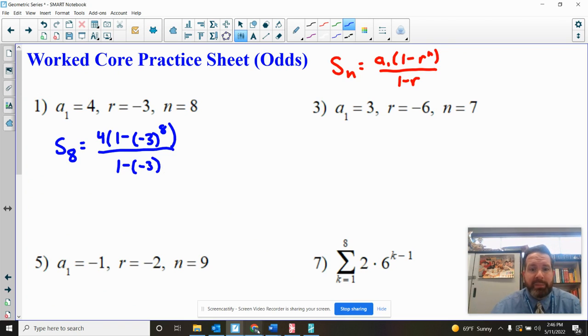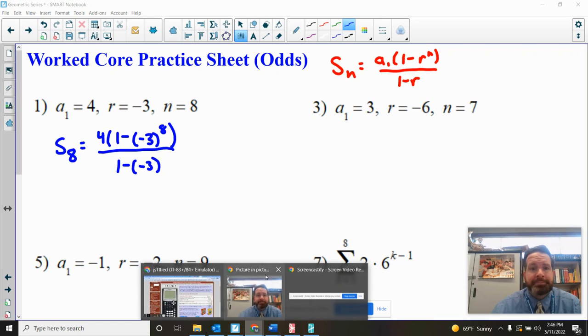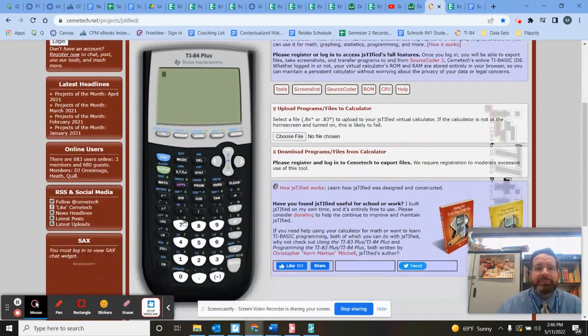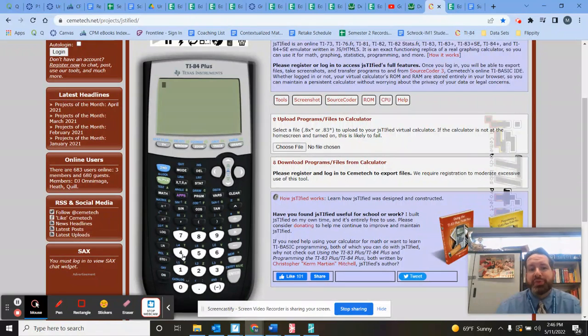And then let's pull up a calculator, see what we got. So I'm going to use the handheld for this one. I actually like to do it in 2 parts. Makes it a little easier than if you try and type everything all at once. So first, just the numerator. So 4 times 1 minus, and then in parentheses, negative 3 to the power of 8, and then close off those parentheses. So here's my numerator.